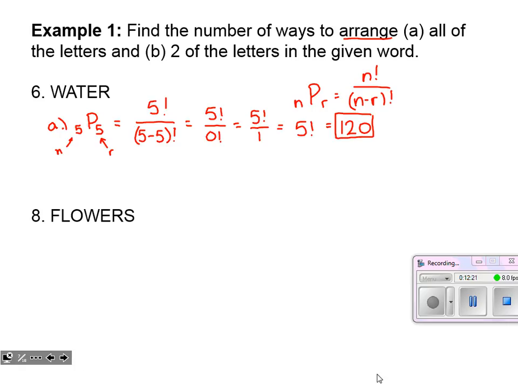And then part B, what if we only want to arrange 2 of them? Well, I've got 5 letters in the word. I want to arrange 2 of them. So in the formula, that's 5 factorial over 5 minus 2 factorial. That's 5 factorial over 3 factorial.